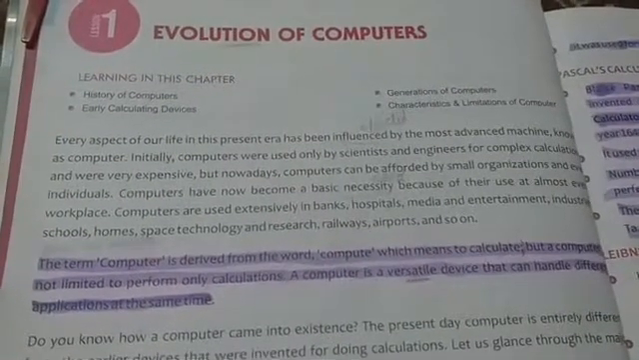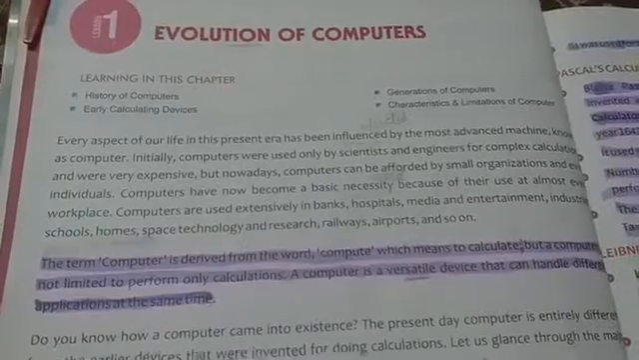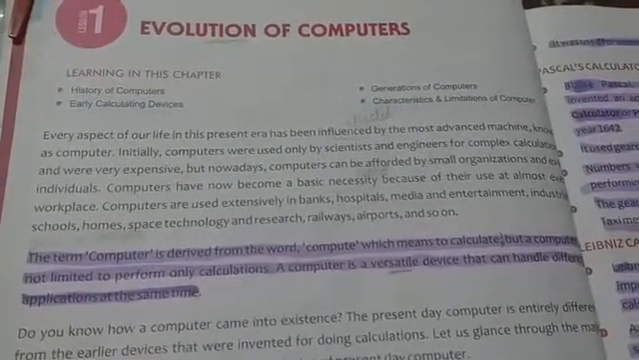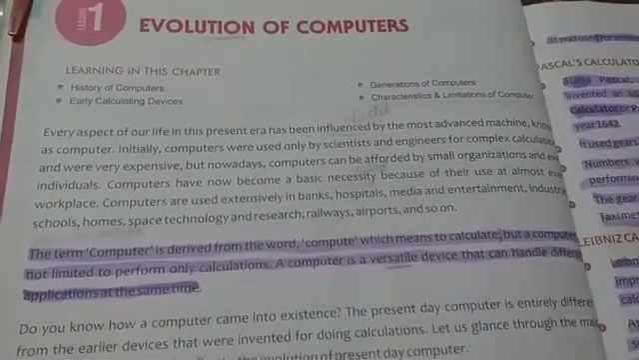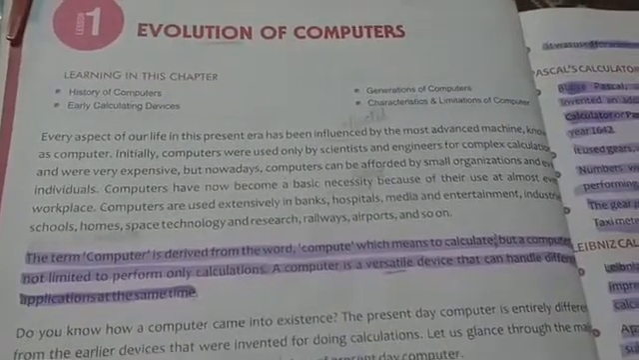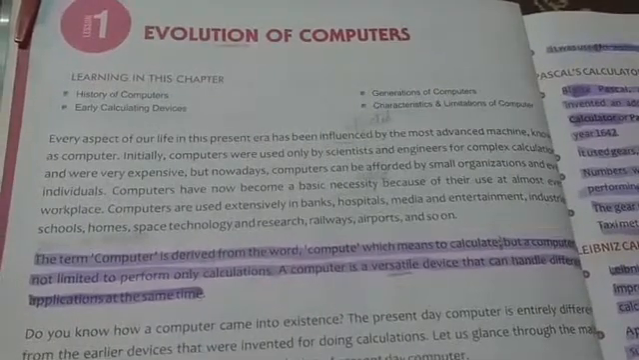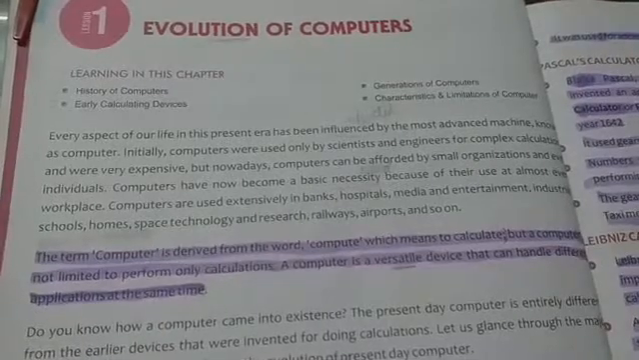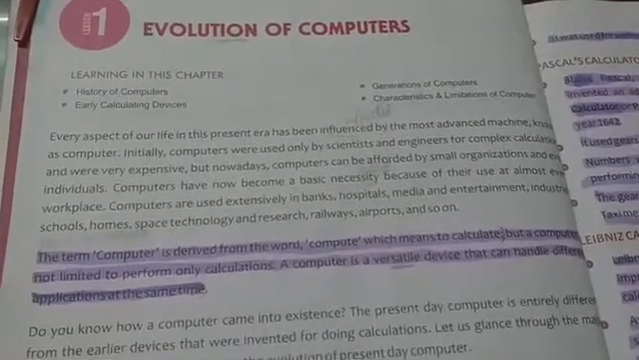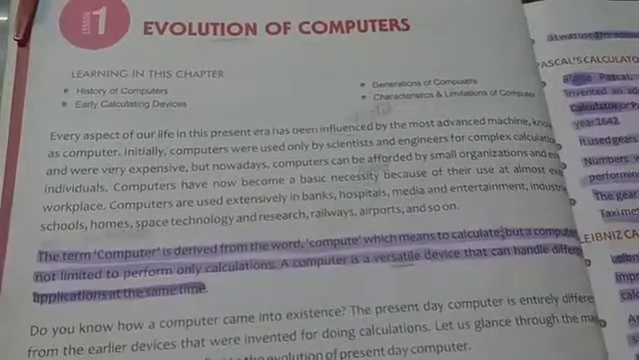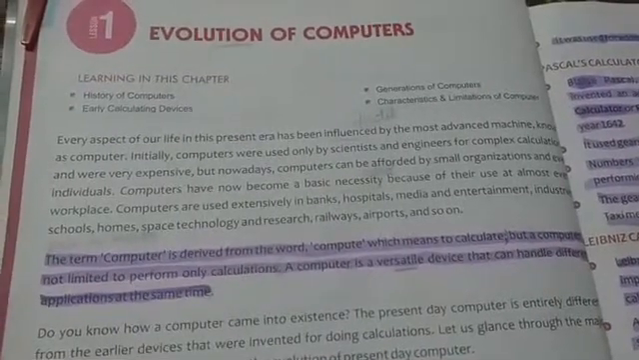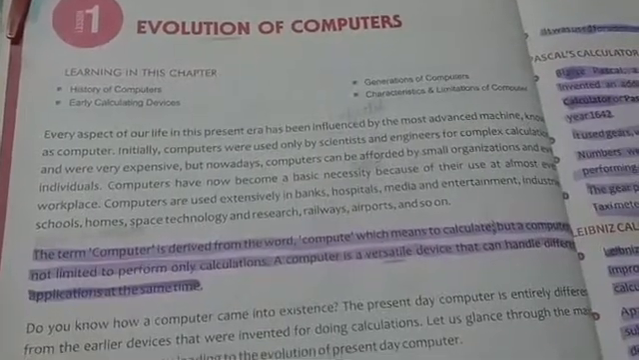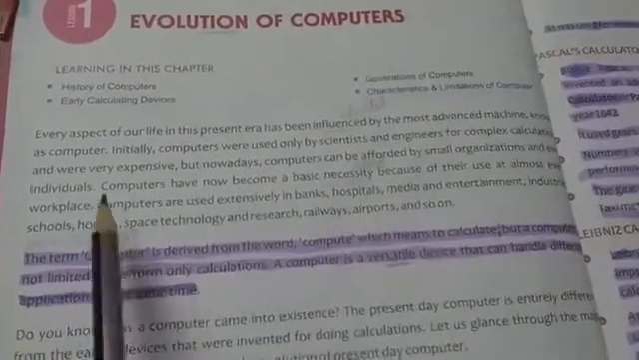Today we are going to start our lesson number one, that is evolution of computers. So what is evolution? Evolution is the gradual process of change and development of something. Many years ago, there were only calculating machines or devices that were capable of performing calculations like addition, subtraction, etc. So in this chapter, we are going to study how computers came into existence and which devices were used before computers. So let's begin, students.